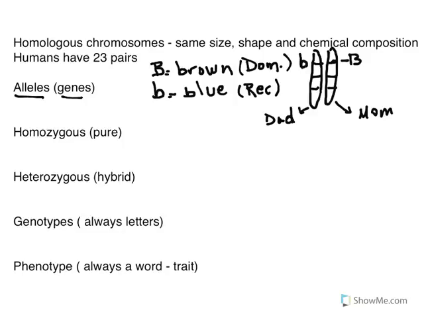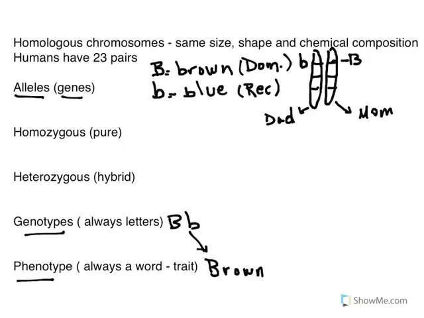And in this case, the child would have the genotype of capital B, lowercase b. The genotypes are always expressed with letters. We can't see the genes. This is what's in the chromosomes, but we will be able to see the phenotypic expression. So in this case, capital B, lowercase b would give you brown eye color. So the phenotype is always expressed with a word describing the trait that you're talking about.